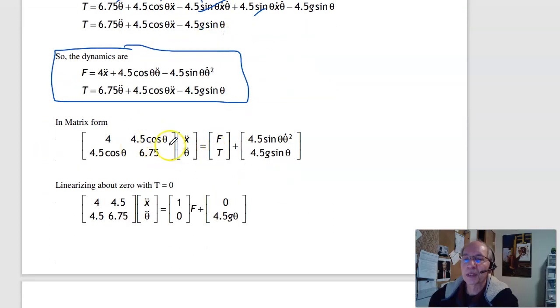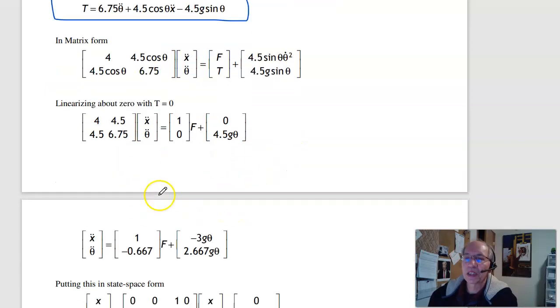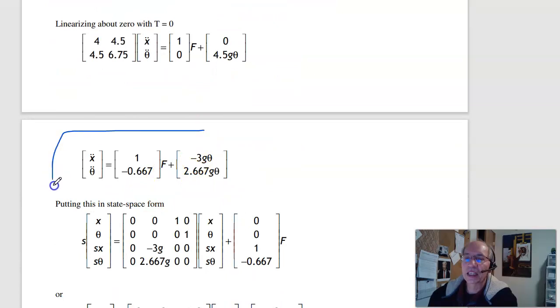In matrix form, this is what you simulate in MATLAB. We want to simulate the nonlinear dynamics. To come up with the linearized dynamics, linearize about 0. So cosine theta is roughly 1. Theta dot squared is roughly 0. Sine theta is roughly theta. Take the inverse, and I get this.